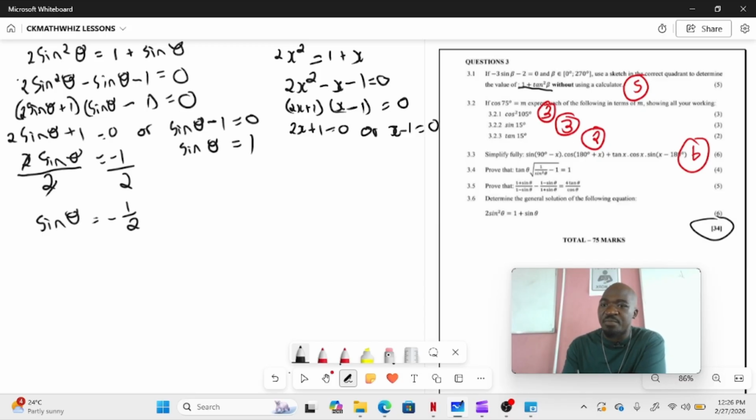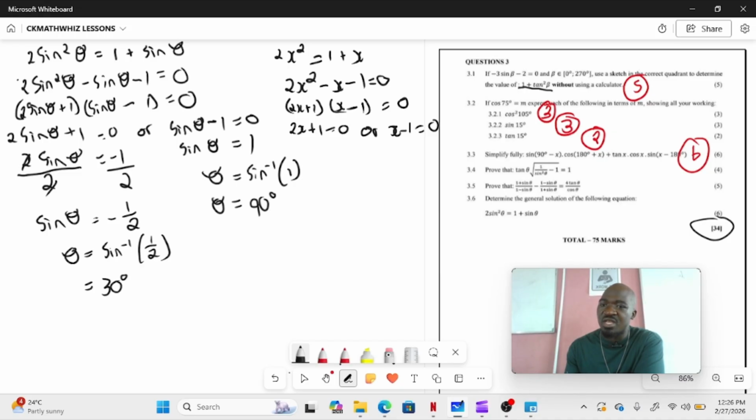Then on this side, theta is going to be equal to sine arc 1. Remember, sine arc 1 is always 90 degrees. Then here, theta is going to be sine arc 1 over 2. Then obviously, this one is supposed to be 30 degrees. Then we are done with those two.